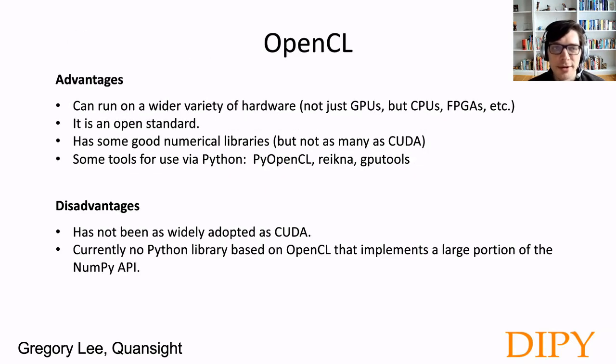OpenCL is another alternative. Its advantage is that it can run on a wider variety of hardware, and it's an open standard. It has some good numerical libraries, but not quite so many as CUDA, and some of the tools are made for use via Python, like PyOpenCL or Reikna for FFTs. The main disadvantages for OpenCL are that it's not been as widely adopted as CUDA, and there's currently no Python library based on it that really provides the full NumPy API in a manner analogous to what CuPy does for the CUDA space.